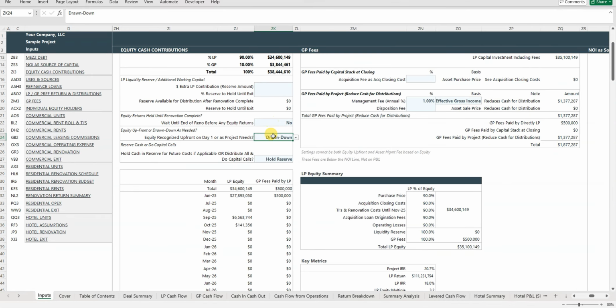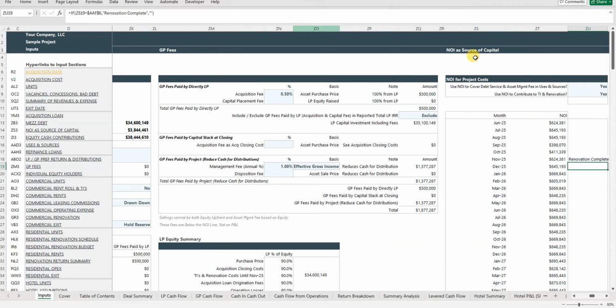I'm going to say we're just going to recognize it based on project drawdowns, or I can say, no, the investor is going to require that we calculate IRR and so on from the upfront from day one. There's a variety of fees you can charge the LP. I can say like the acquisition fee, and that's going to come directly from the LP paid to the GP, for example. Whereas, say, a management fee of effective gross income is actually going to reduce cash available for distributions to both parties because it comes off the top before equity splits.